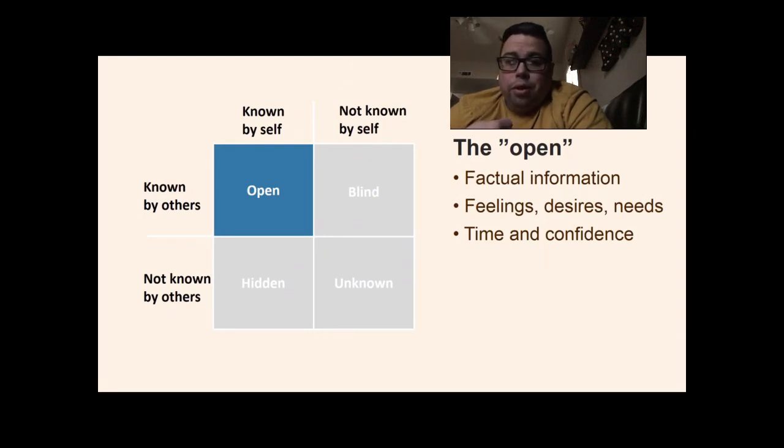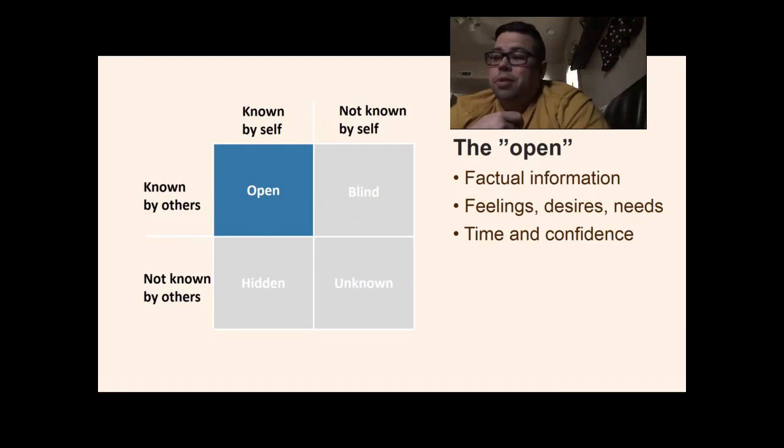And like I said before, this can vary based on relationship. So one friend might know something about you that another friend doesn't. And so this is not static throughout your entire life. It will vary from relationship to relationship, and that's okay.